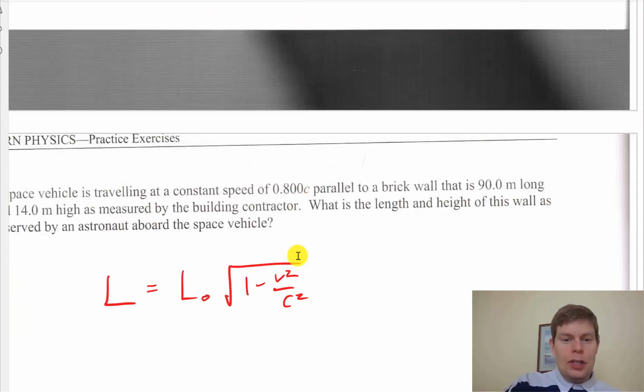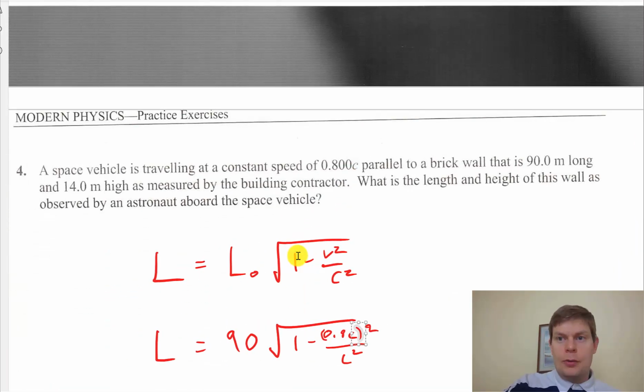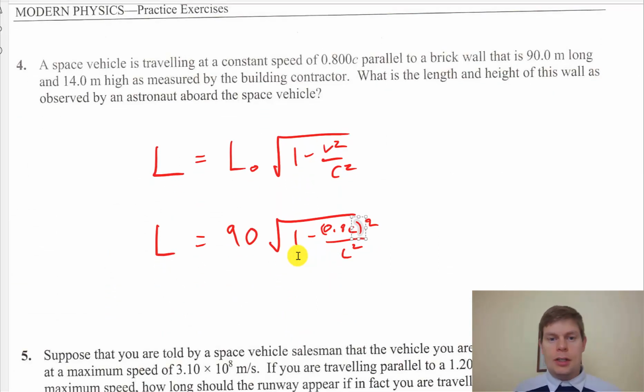For the next guy, last guy we're going to do, I'll try and do it quick. I got it started. So your key idea with this one, the reason I did it, is because it's got this brick wall that's 90 meters long and 14 meters high. So again, things only have their length changed in the direction of motion. So it looks like they're traveling parallel to this brick wall, so along the length, I presume.